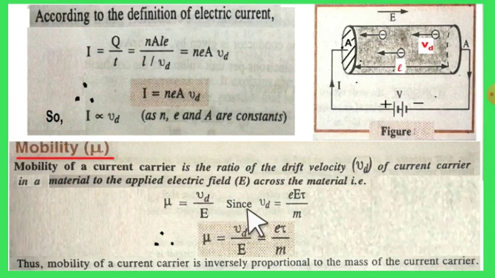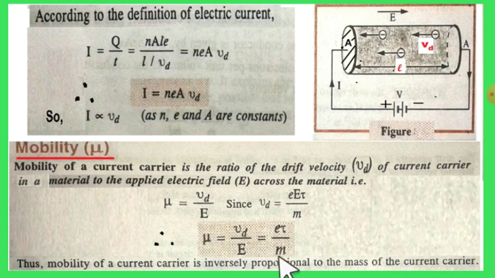Got it? Since VD is equal to what? If you are taking only the magnitude of drift velocity, then eE tau divided by m. So if you put this expression in the numerator, then it will be equal to what? e tau by m. Got it? e tau by m. So what happened? This expression of mobility is inversely proportional to the mass of the current carrier, right? The heavier the mass of the charge carrier, the less the mobility. So it is inversely proportional to the mass of the current carrier.